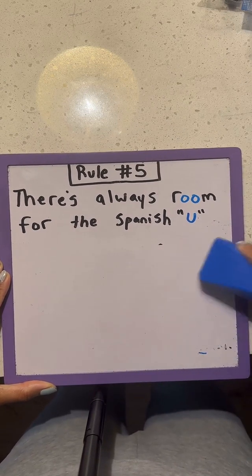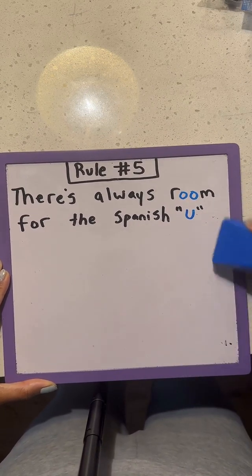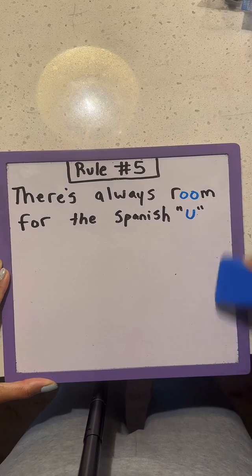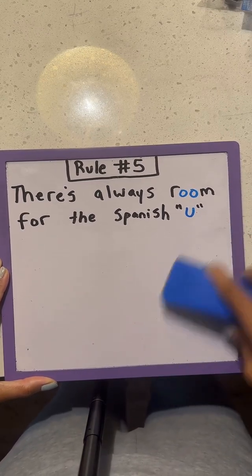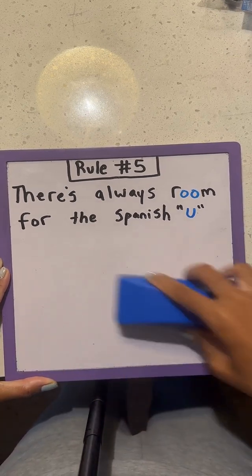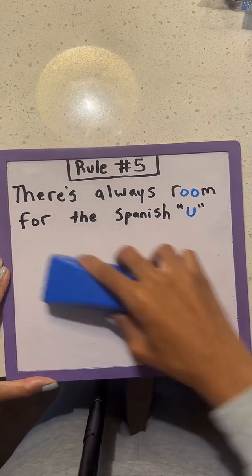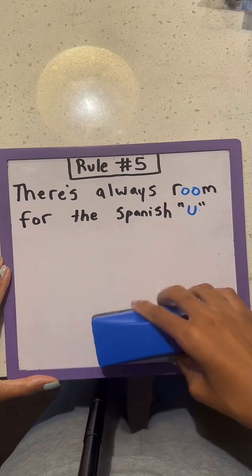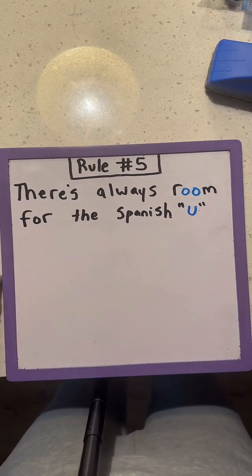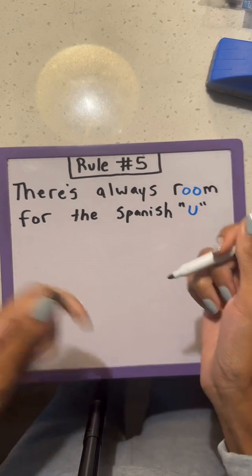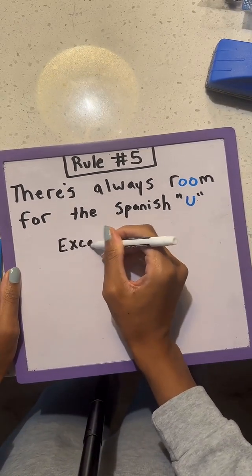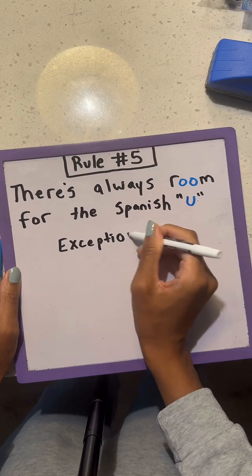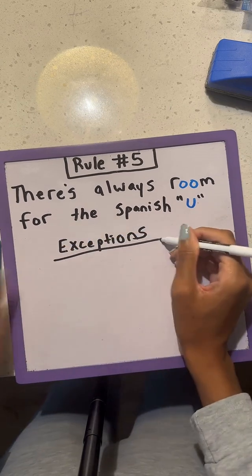Now, let's take a look at some examples here. Now, just like there are rules, there's always an exception to every rule. There's always exceptions to rules. You know, nothing is really ever 100%. So I wanted to let you all know there's an exception for the Spanish U, because some of you all may look at words like this. So let's talk about the exceptions to the rule. So there are exceptions here for different words.